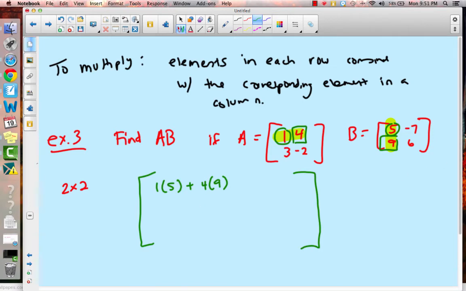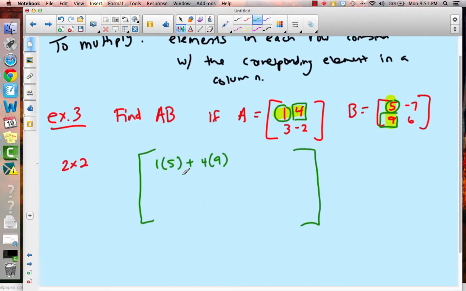Okay? And when we simplify that, we get 5, and 4 times 9, that's 36. Okay, so 36 plus 5, that gets us 41. So there's our first number in our matrix.